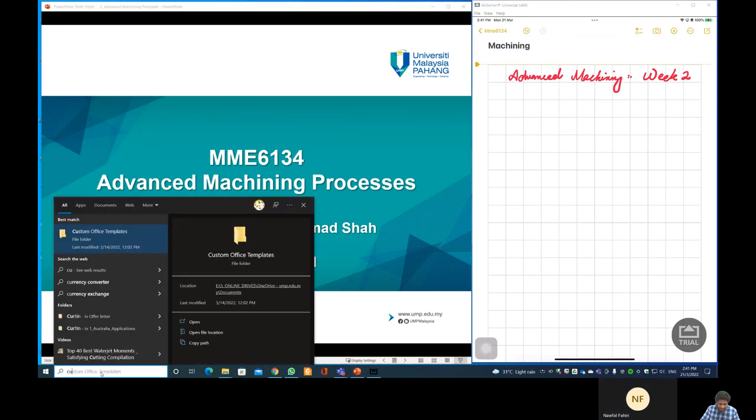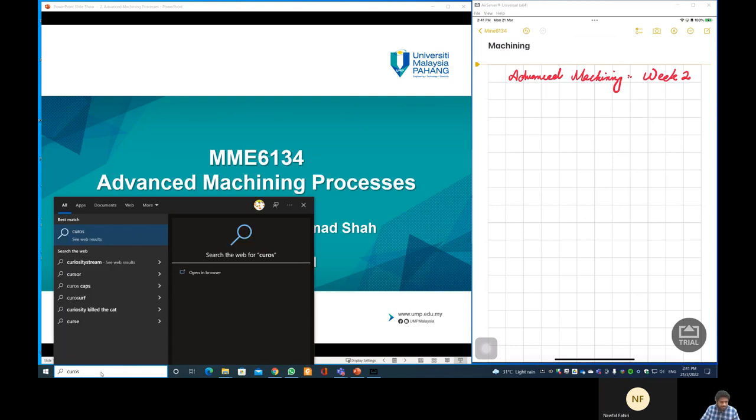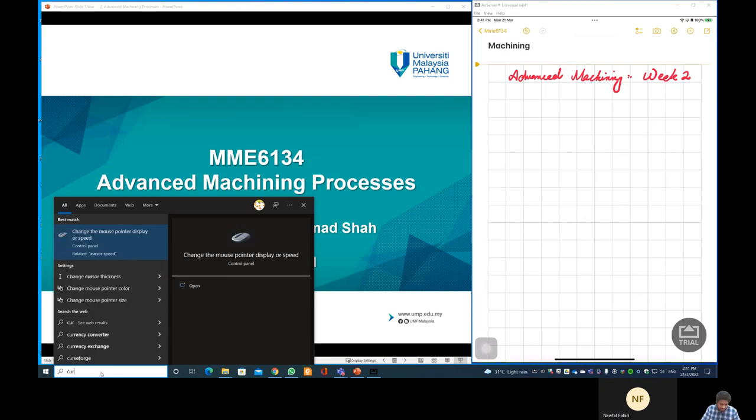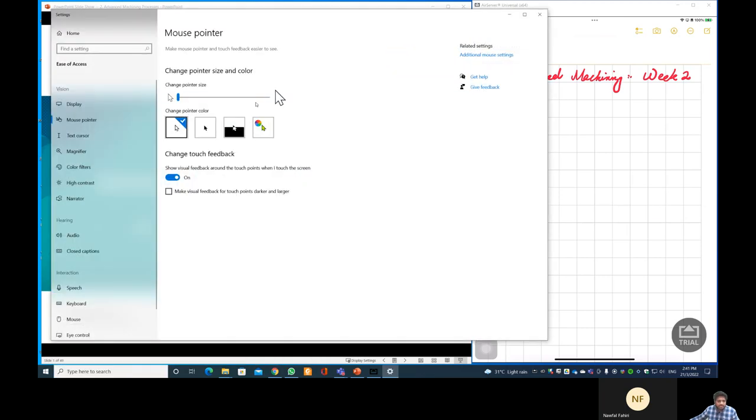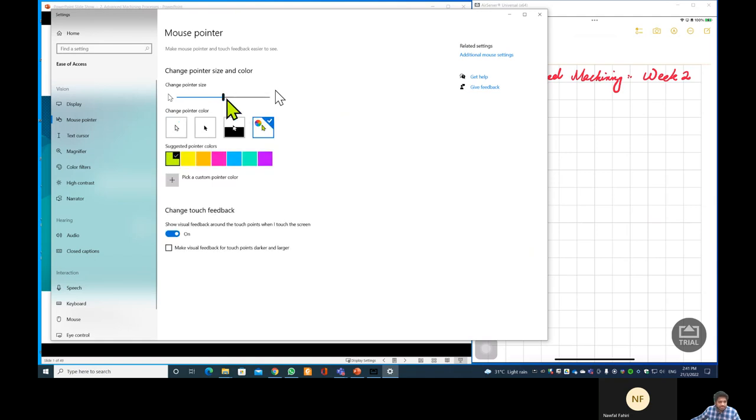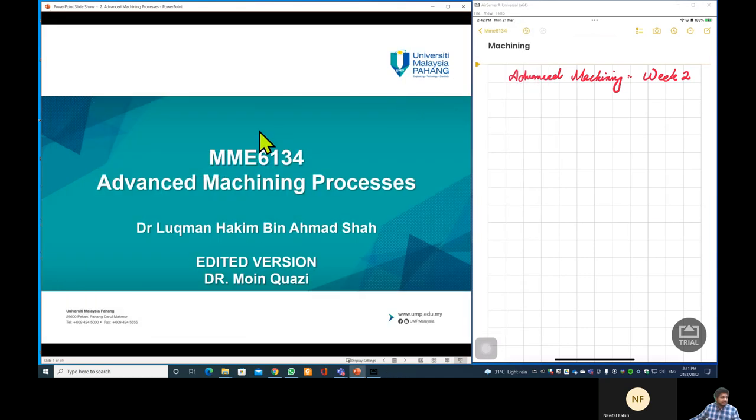I want to also change the cursor size so that you can see the cursor also. Change the mouse pointer color. So the size of the cursor I want to increase like this, okay. And the color should be green, so it is easy for you to see. Okay. So here we go.